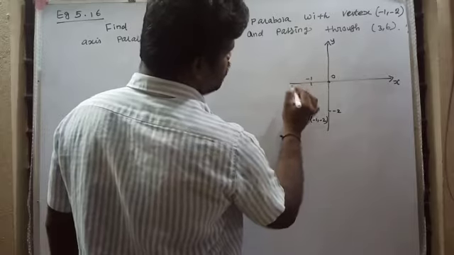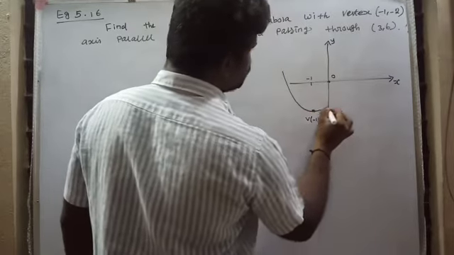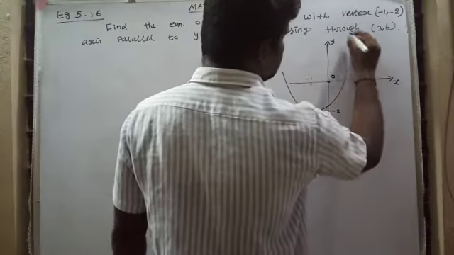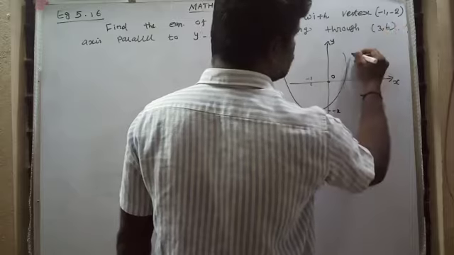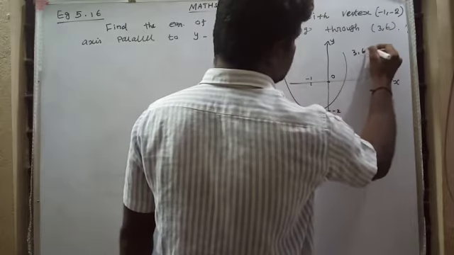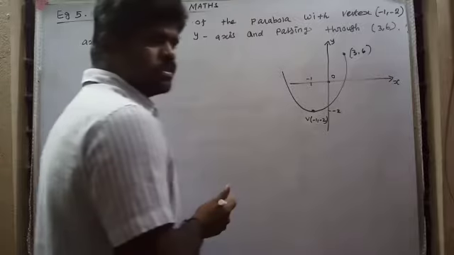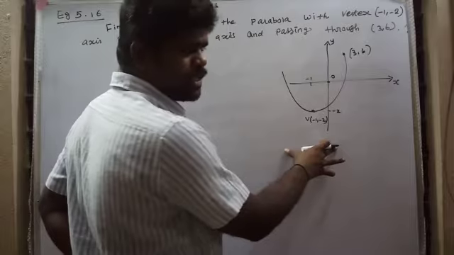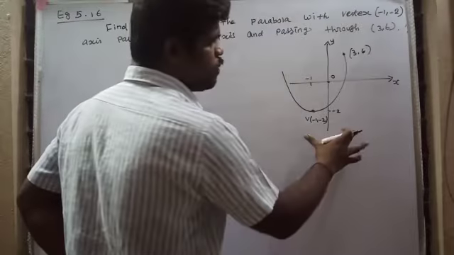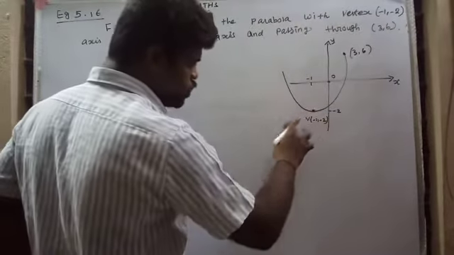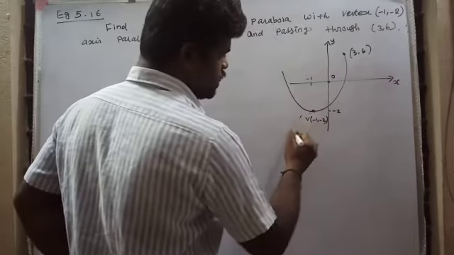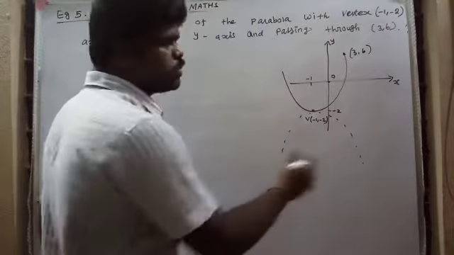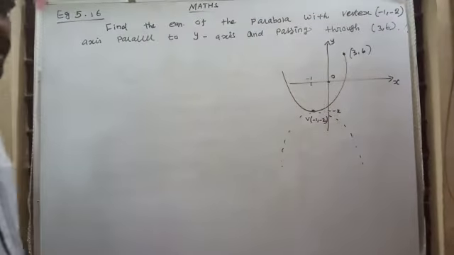This diagram goes to this side because the parabola passes through maybe (3, 6). Downwards is also parallel to the y-axis, but it is not passing through (3, 6); it will go this side like that. This type is not passing through (3, 6), that's why we have to take the upward parabola only.